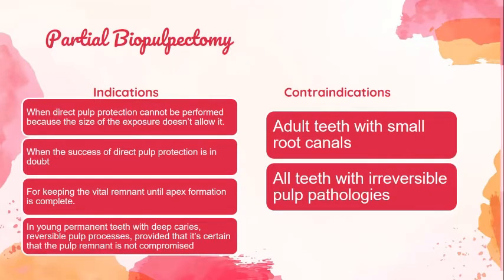Well, its indications and contraindications. Its indications are when direct pulp capping cannot be performed because the size of the exposure doesn't allow it, when the success of direct pulp capping is in doubt, and for keeping the vital remnant until its formation is complete, in young permanent teeth with carious reversible pulp processes, provided that it's certain that the pulp remnant is not compromised. Contraindications: adult teeth with small root canals, and old teeth with irreversible pulp pathologies.